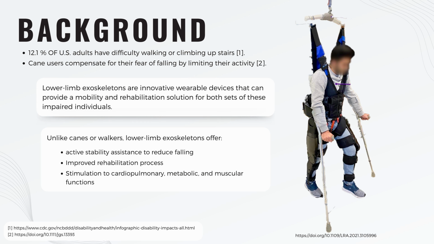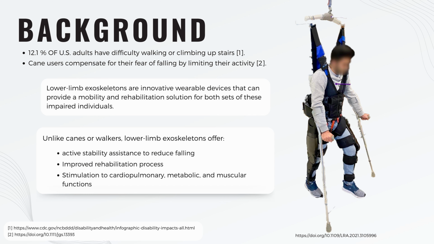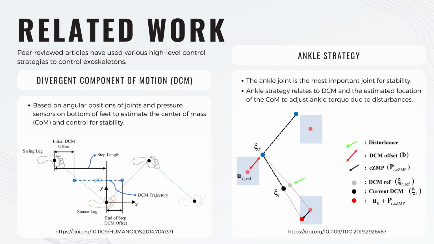Lower limb exoskeletons are innovative wearable devices that can provide a mobility and rehabilitation solution for both sets of these impaired individuals. Unlike canes or walkers, lower limb exoskeletons offer active stability assistance to reduce falling, improved rehabilitation process, and stimulation to cardiopulmonary, metabolic, and muscular functions. Various control strategies have been used for exoskeletons. These control strategies can be used in conjunction with each other to control for stability and gait compliance.